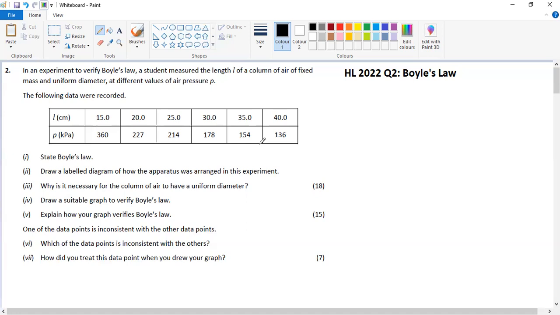So which one of the data points is inconsistent with the others? And lastly, how did you treat that data point when you drew your graph? So what did you do with it when you got a set of results that we have here in the table and one of them is looking a bit weird? What did you do? They're just checking to see if you are getting the idea of it, okay?